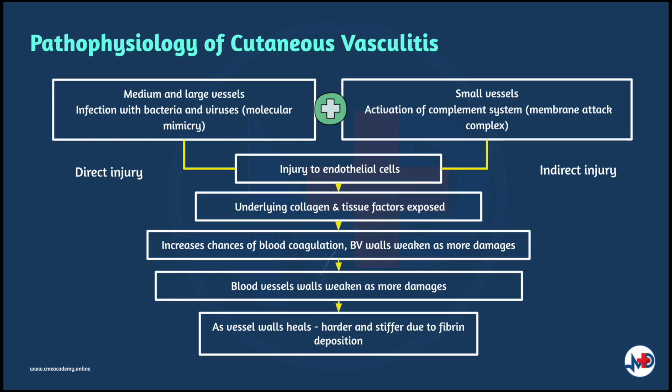In the case of small vessels, there may be antibody activation or activation of the complement system, more specifically the membrane attack complex. These activations may lead to direct injury of the endothelial cells. Once the endothelium is damaged, the underlying collagen and tissue factors will be exposed. This in turn increases the chances of blood coagulation and weakens the walls of the vessels as more damage occurs. As the vessel walls heal, there will be deposition of fibrin, thus these vessels will become stiffer and harder.